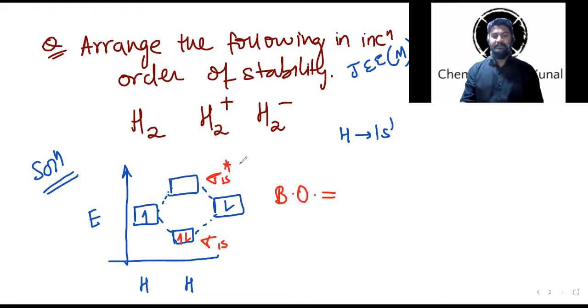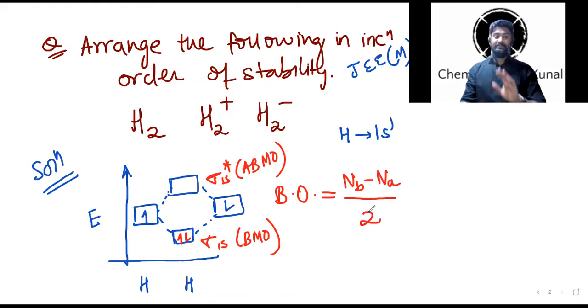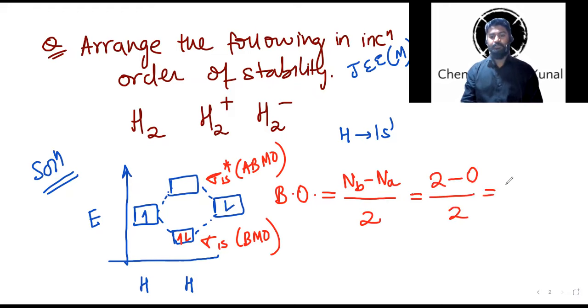So what is the bond order? This is the anti-bonding molecular orbital, and that's the bonding molecular orbital. Bond order is the number of bonding electrons minus the number of anti-bonding electrons, divided by 2. For these questions, I'll give you a shortcut at the end, but first learn the real way of doing it. We should not always run behind shortcuts. The shortcut is already mentioned in the last lecture, but this is an extension because a higher order question could be asked, so you should know the basics also. The basics would be 2 minus 0 by 2, so the bond order is 1.